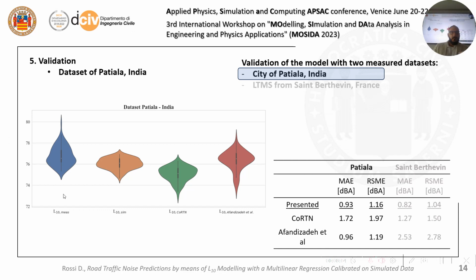In this violin plot, and also in the table, you have the distribution of the measured noise level in blue, and the noise level simulated with our model, the presented model, in yellow. We also made a comparison with two models: the CORTN model, which is the European standard for noise assessment, and this red one, the original work whose formula for the L10 calculation we took and modified. As you can see from the table, both error metrics are lower than those obtained with the other models: 0.93 decibel A of mean absolute error and 1.16 of root mean square error.